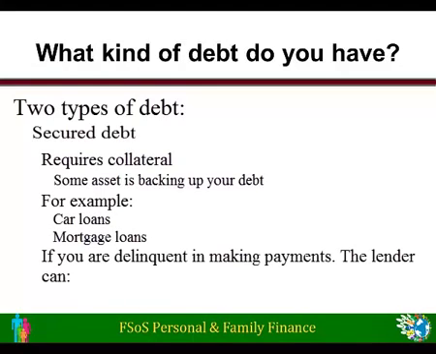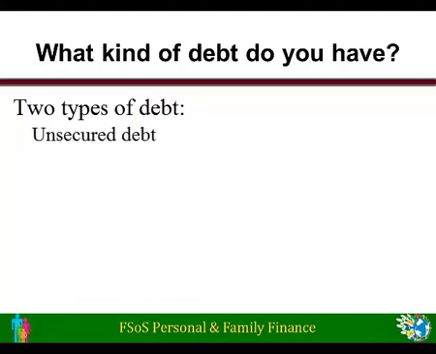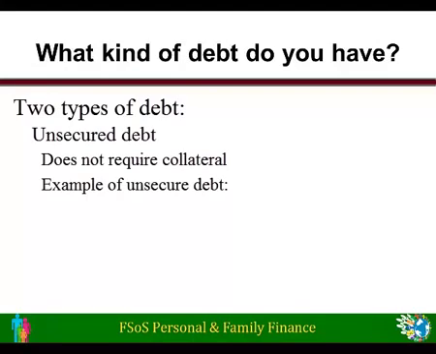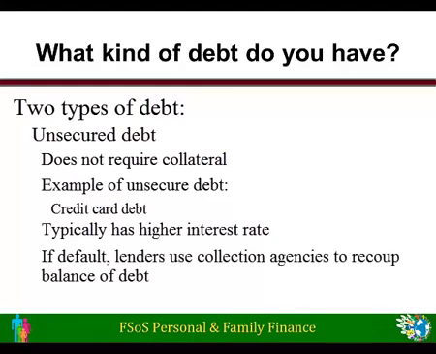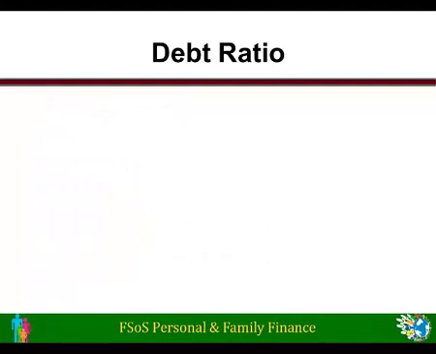Examples of secured debt include cars and mortgage loans. If you are delinquent in making several car payments, the lender can repossess the car, which is the asset that has secured the loan. If mortgage payments are missed, the lender may foreclose on your home. Unsecured debt, in contrast, does not require collateral. One major source of unsecured debt is credit card debt. This type of debt typically has higher interest rates compared to secured debt. In the case of default on the debt, lenders will use collection agencies to try and recoup the balance of that debt.